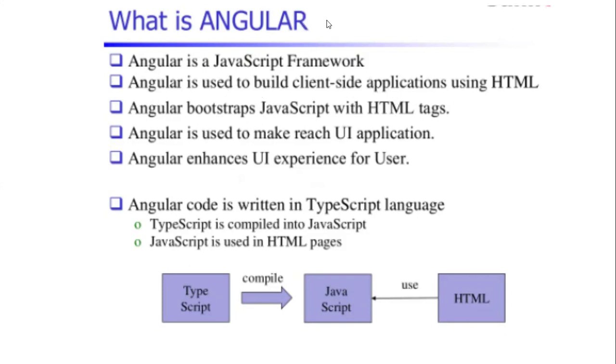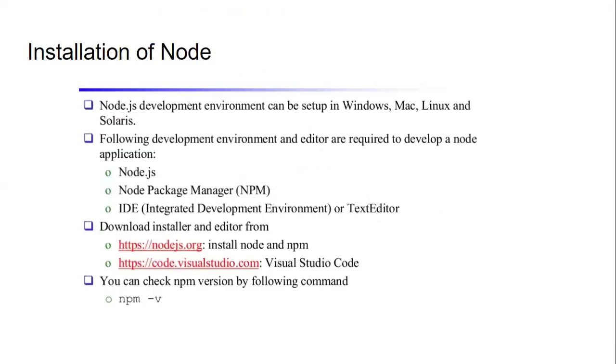Basically, why do we use Angular? If you want to develop a single page application, that time we use Angular. So how can we install Angular on your system? Before the installation process starts, you need to check if your machine already has Node.js installed. So before starting the installation of Angular, your machine must have Node.js installed.